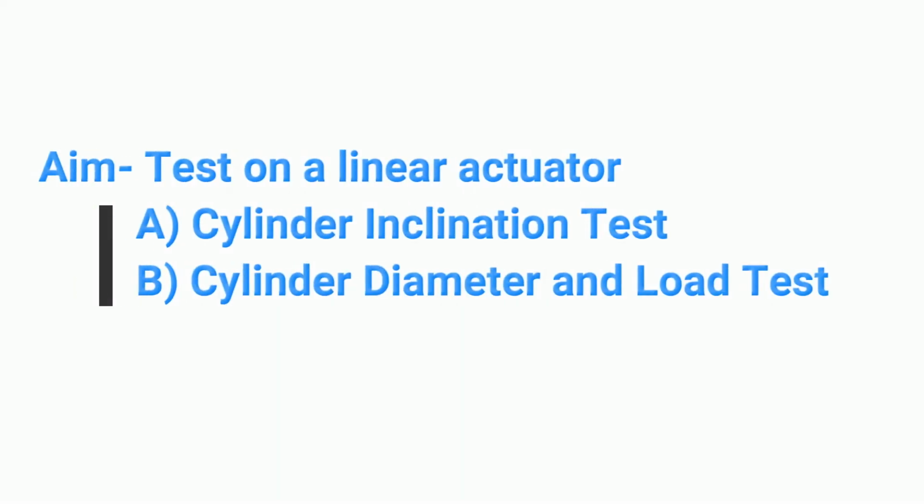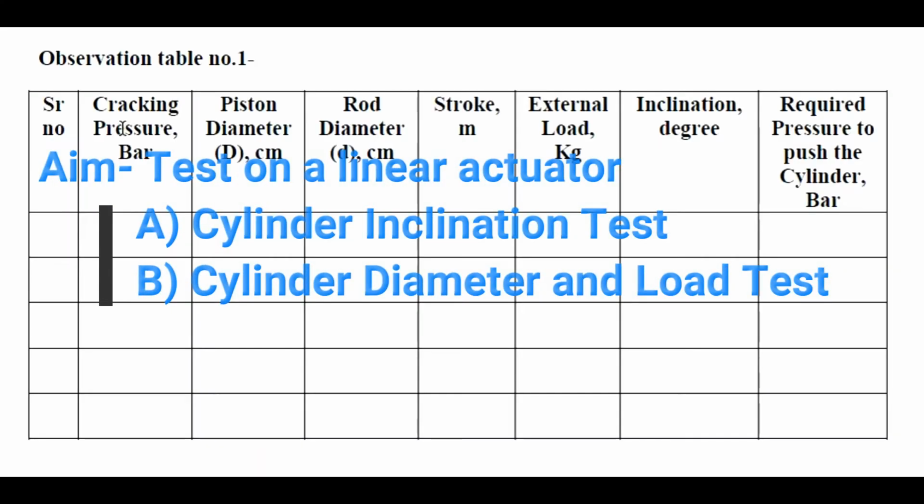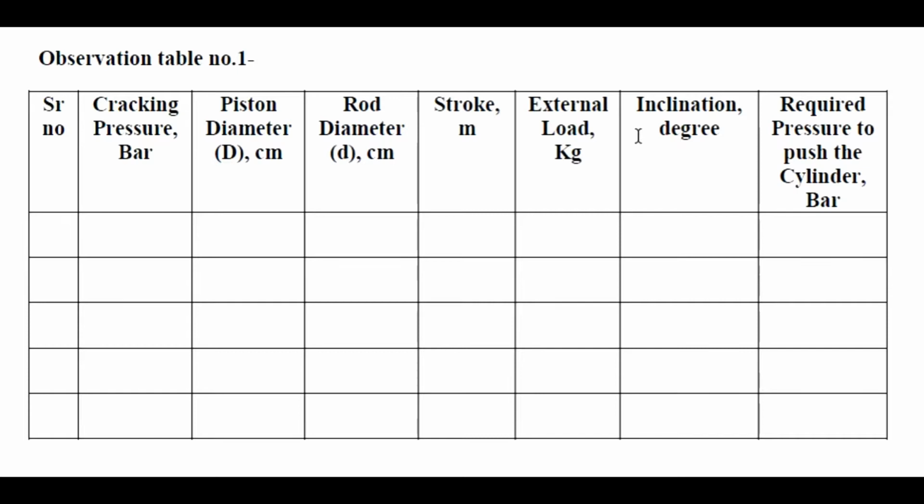Hello everyone. In this video I am going to explain the test on a linear actuator with the help of Automation Studio simulation software. Here I am going to consider two cases. The first case is by changing the inclination angle, and the other case is by changing the cylinder diameter. Let us start with the first case.